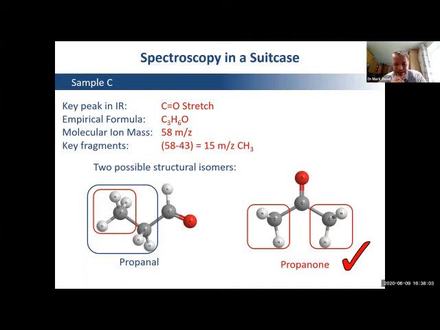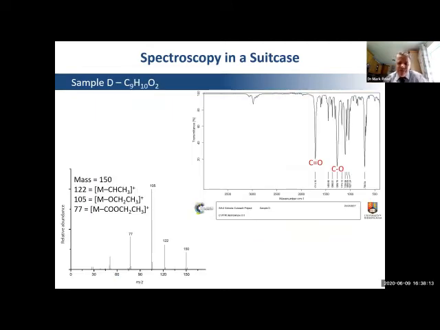A common name for that is acetone, and acetone is a common solvent in nail polish remover. So that would have been a smell you might identify. So sample C was acetone, propanone. Sample D is interesting because it's now got a different infrared spectrum.